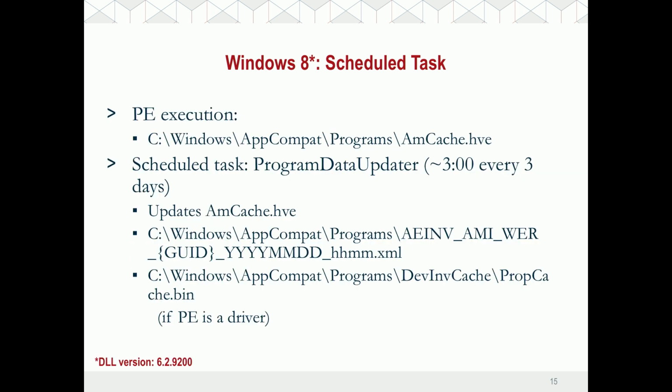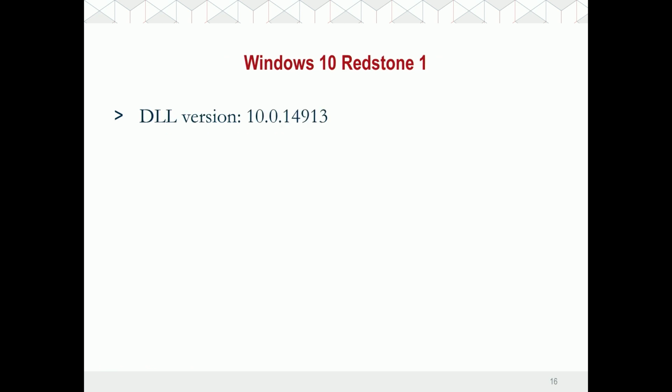OK, small recap, because that's a lot. Binary execution, so you're going to want to look at amcache.hve. And then the scheduled task now runs every 3 days. And it's going to update amcache.hve. And it's going to update 2 files, the XML file and propcache.bin. So those are the files we're going to want to look at.